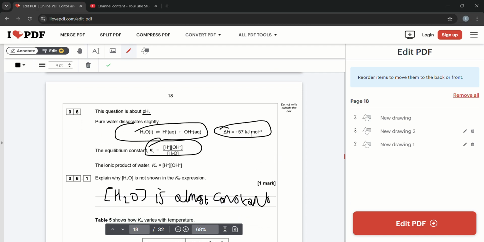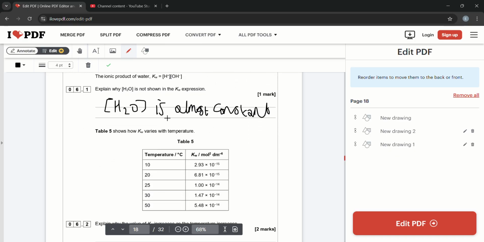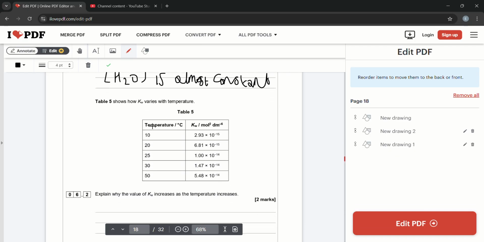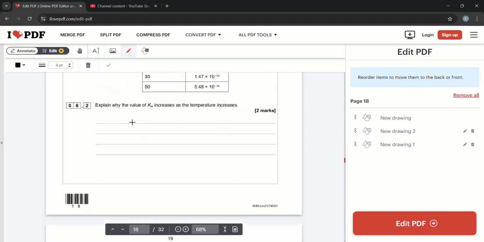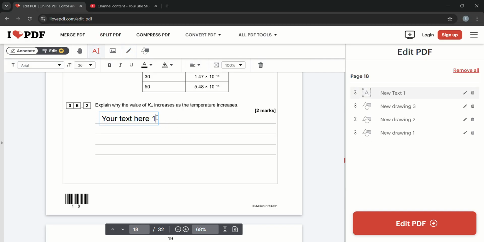Well, we know delta H is positive, so the forward reaction is endothermic. So if we increase the temperature, equilibrium will shift to the right hand side to minimize the temperature. So let's just type that down.